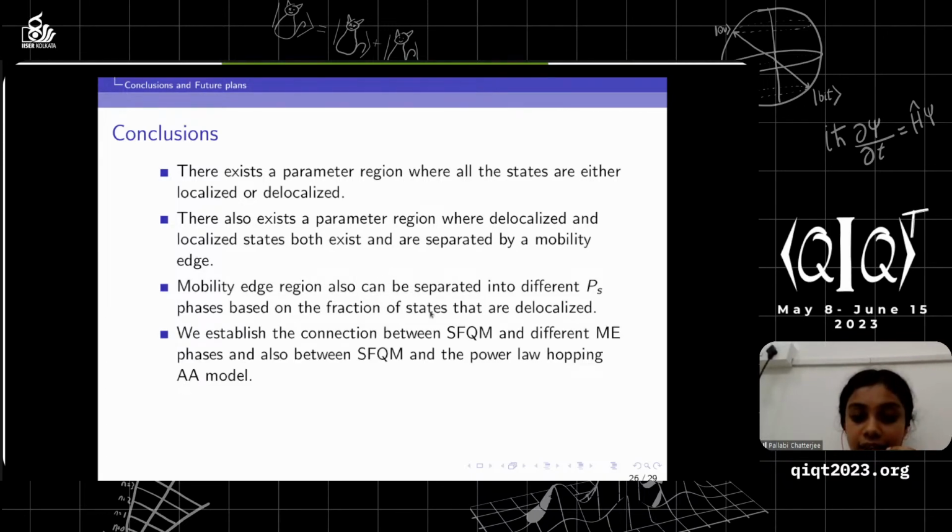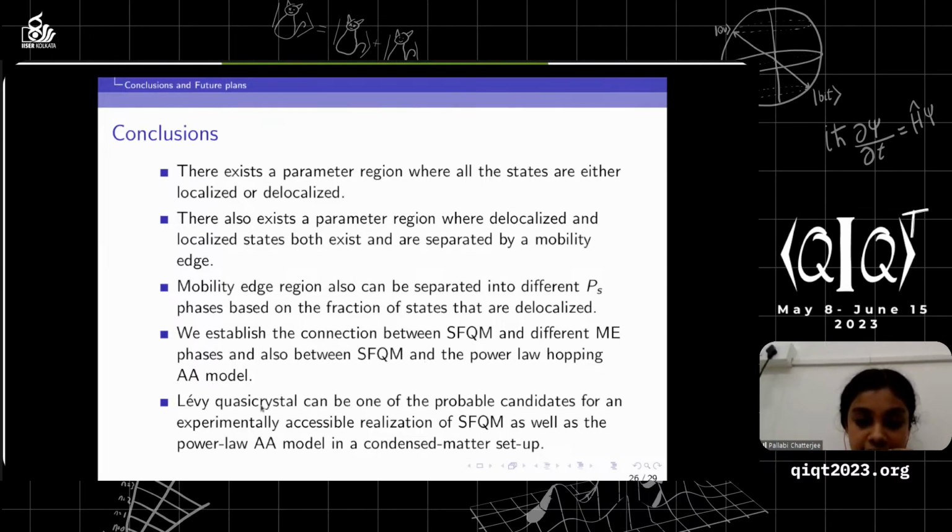So we established a connection between space-fractional quantum mechanics and those unique mobility edge phases, which are a feature of the power law model. As for this Levy quasicrystal, there are now many proposals for experimental verification of space-fractional quantum mechanics. So our Levy quasicrystal can also be experimentally verified, and as it is mapped to our power law model, the theoretical prediction of the power law Aubry-André model can also be experimentally verified.